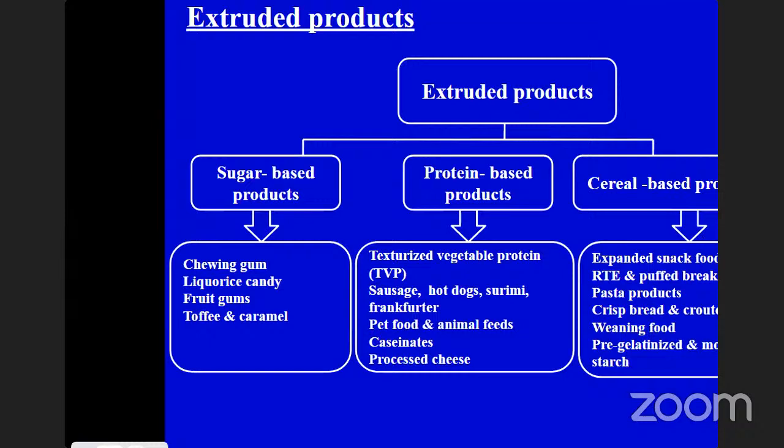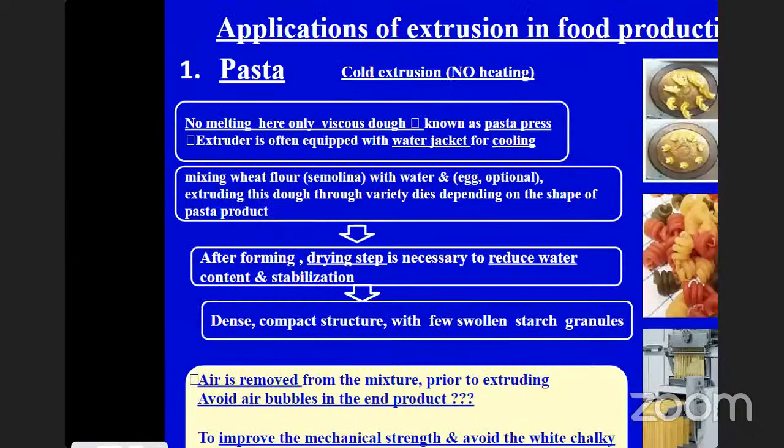Pasta is produced by cold extrusion and known as pasta press, so the extruder is often equipped with a cooling system. A pasta extruder is used to make many different types of pasta using dough made from durum wheat flour, usually semolina, and eggs, which is optional.